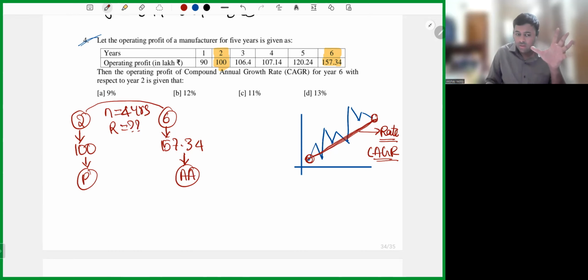No need to complicate our brains so much other than this. Because these things detailedly you will learn it in your inter and final. So if you see for the second year it is 100, which I'll take it as principal. For sixth year it is 157.34, which is accumulated amount. Time period is 4 years. What is the rate of interest? This will give you this averaged growth rate. Sir, how does it give you? What is the real logic behind it? Don't worry, you will learn in your near future. You will learn, because all these are finance related concepts. You just have the basics of these so that you can apply them in your inter and final.